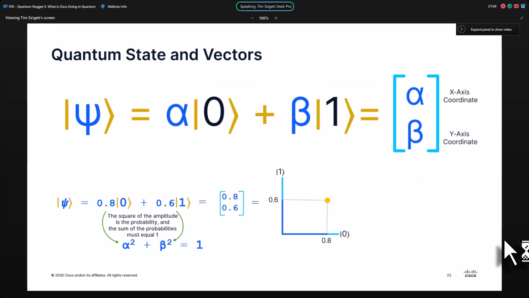So let's say we have 0.8 in the x direction and 0.6 in the y direction. You see that plotted out? Now, the probability means if you take a reading at that instant in time, then with a 64% chance it's going to resolve to 0, 36% chance it's going to resolve to 1. And that's how quantum works. It's all about manipulating these probabilities.